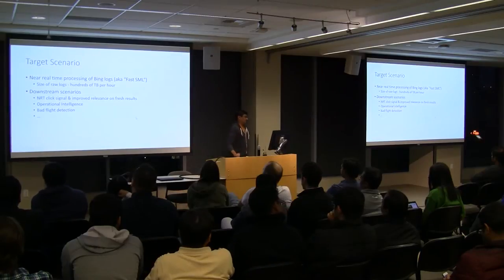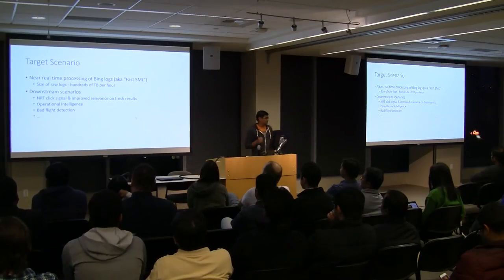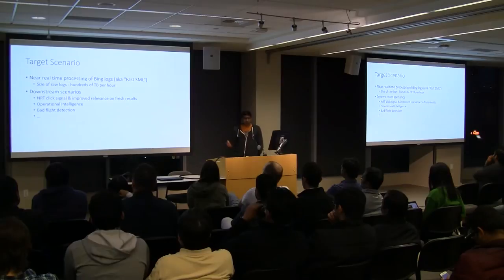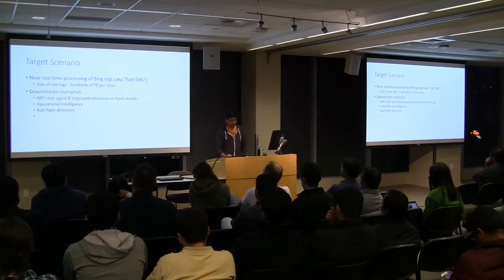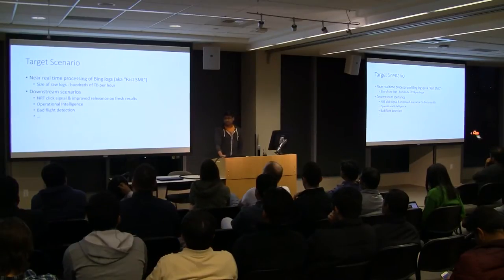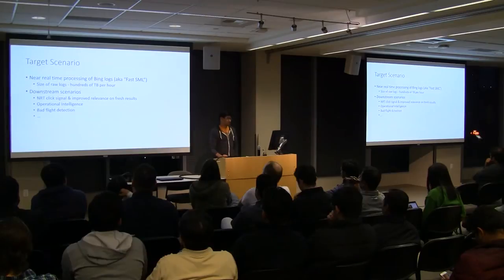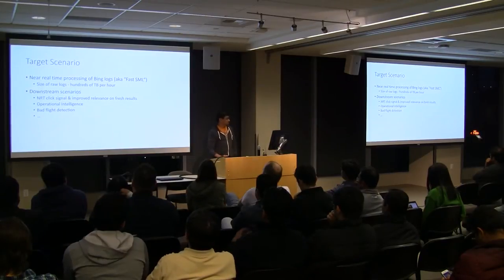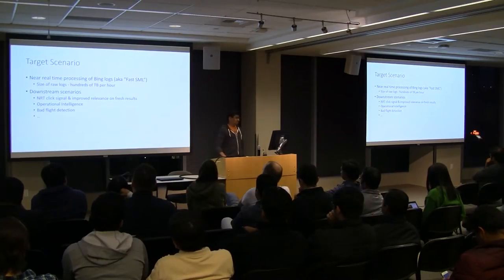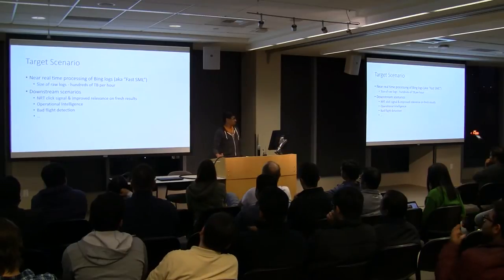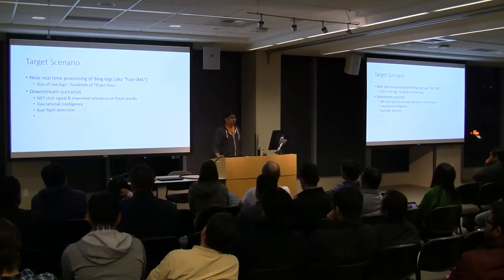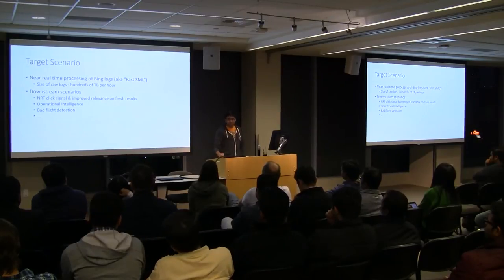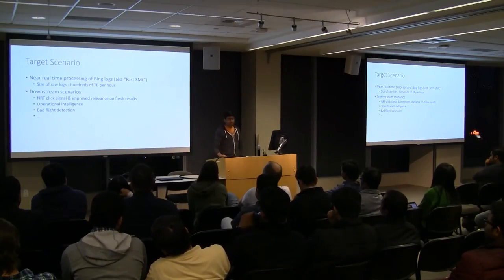Let's look at the target scenario. What prompted us to start building the C-Sharp API for Spark? One of the scenarios that we have in Microsoft is the real-time processing of logs. We also call it Fast SML. Bing produces lots and lots of logs, as you can imagine, and processing them in real time, producing high quality, timely results is a challenge.